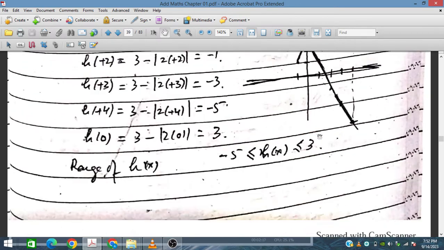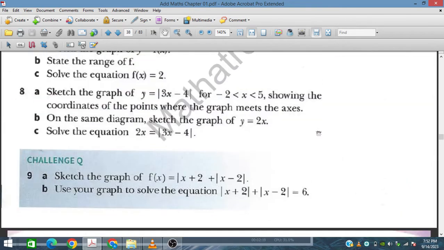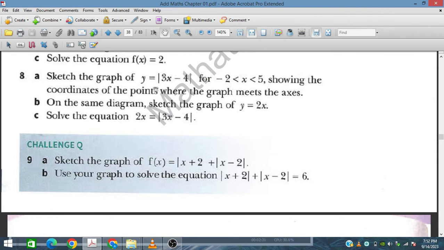Let's start question 8. Sketch the graph of y is equal to modulus of 3x minus 4 for minus 2 to 5, showing the coordinates of the point where the graph meets the x-axis. On the same diagram, sketch y is equal to 2x and solve the equation 2x is equal to modulus of 3x minus 4. Similar kind of question.